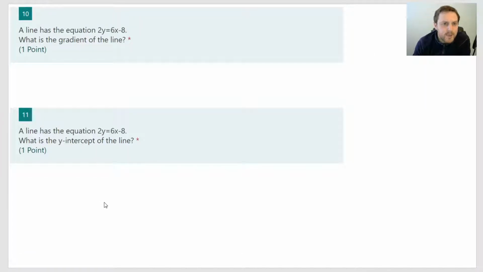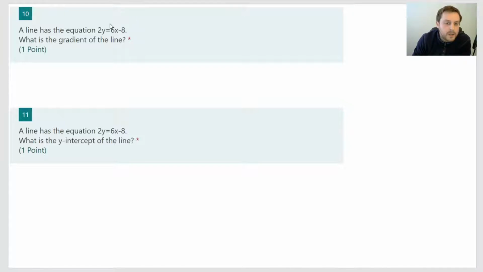Okay, number 10. What's the gradient of this line? So quite a few people write the answer 6. And of course it's because there's a 6 in front of the x. But what those people have forgotten about is that we need y to be the subject. We need it to just be 1y equals blah, blah, blah.